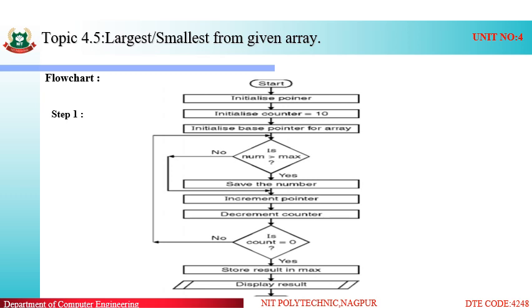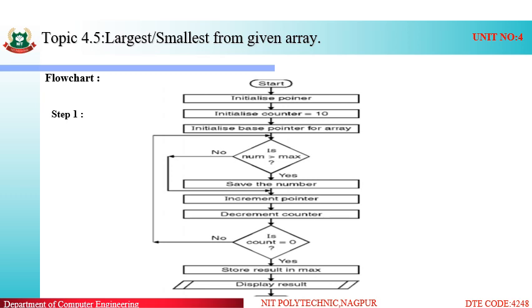If the number is greater than, then save the number. Same case, next move to the next element with incrementing the pointer, decrement the counter, check whether counter is 0. So whenever the fifth element inside the array, if we are taking the array size as 5, whenever the fifth element is completed, a counter will become 0.